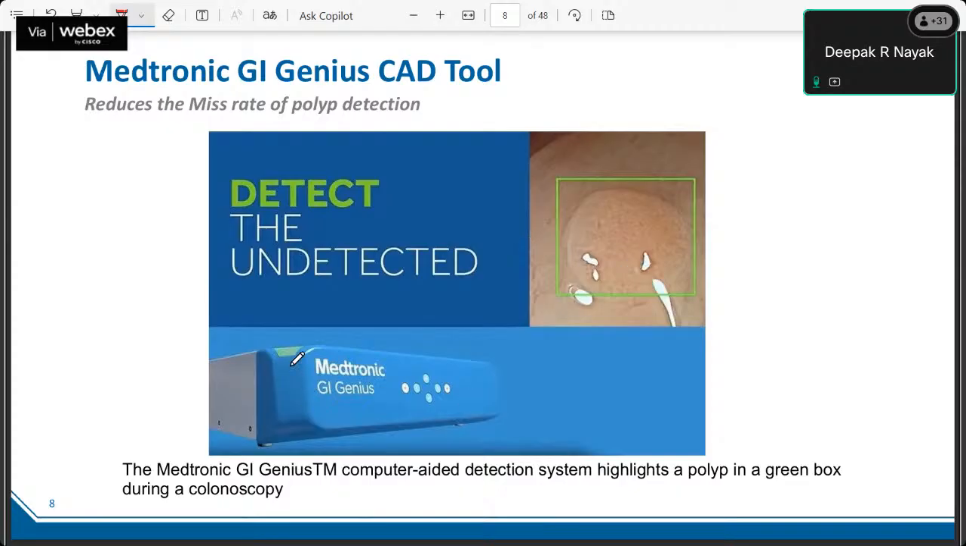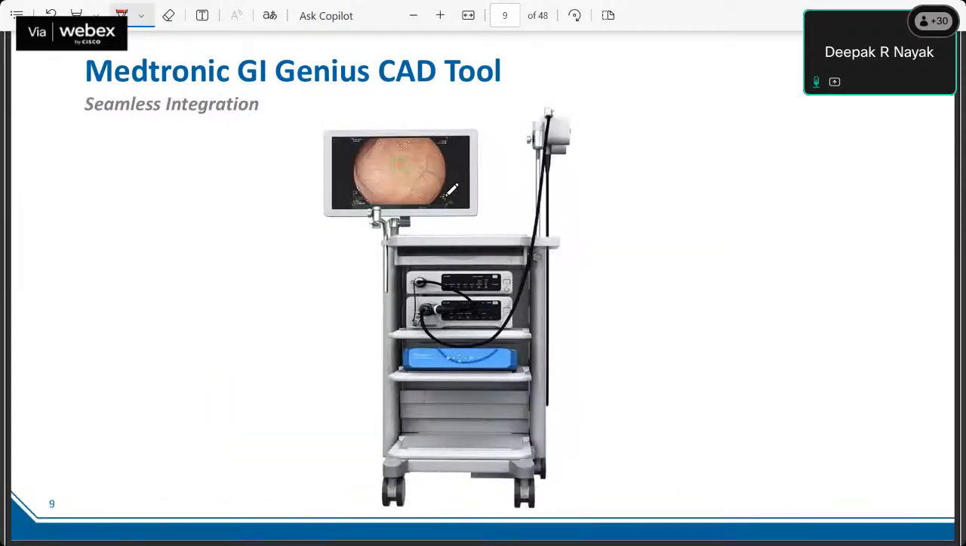And this particular product, the Medtronic GI Genius, is a kind of computer-aided diagnosis system, which we already discussed. It is a tool which can be seamlessly integrated with the endoscopy, or colonoscopy, machine, and then you can see the result over here, right? So here is the product, the tool, which can be seamlessly integrated with this, and which will help us in detecting all those kinds of polyps, right?